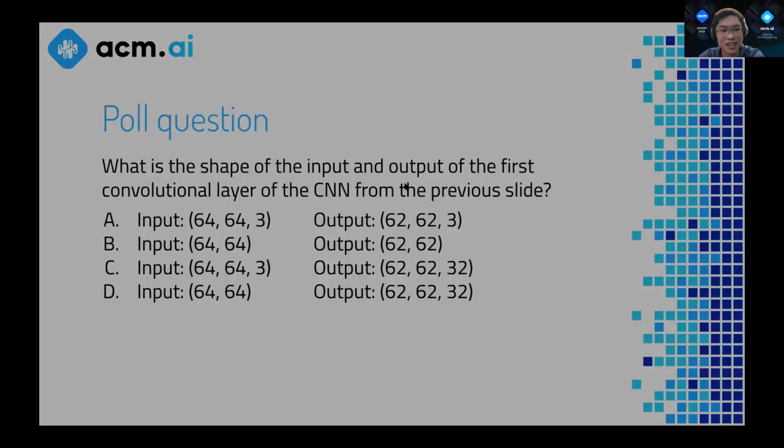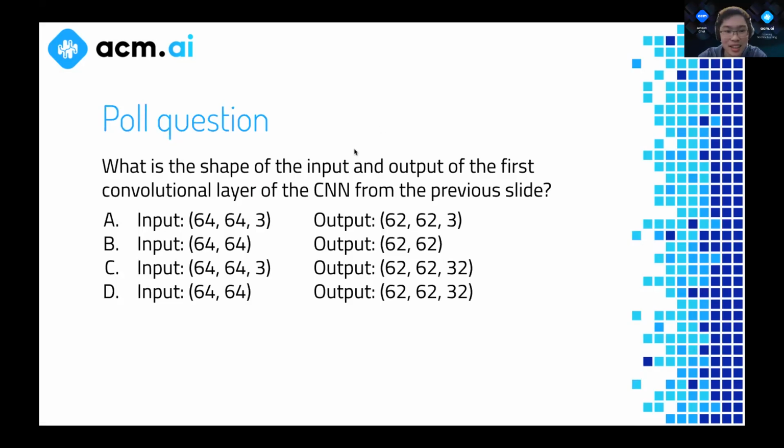If not, we actually have a poll question about the implementation of the CNN on the previous slide. I'm just going to launch this poll here. I think you should be able to see the poll. The question is, what is the shape of the input and the output of the first convolutional layer of the CNN from the previous slide? This is on the CNN implemented by the Keras API, not the PyTorch one.